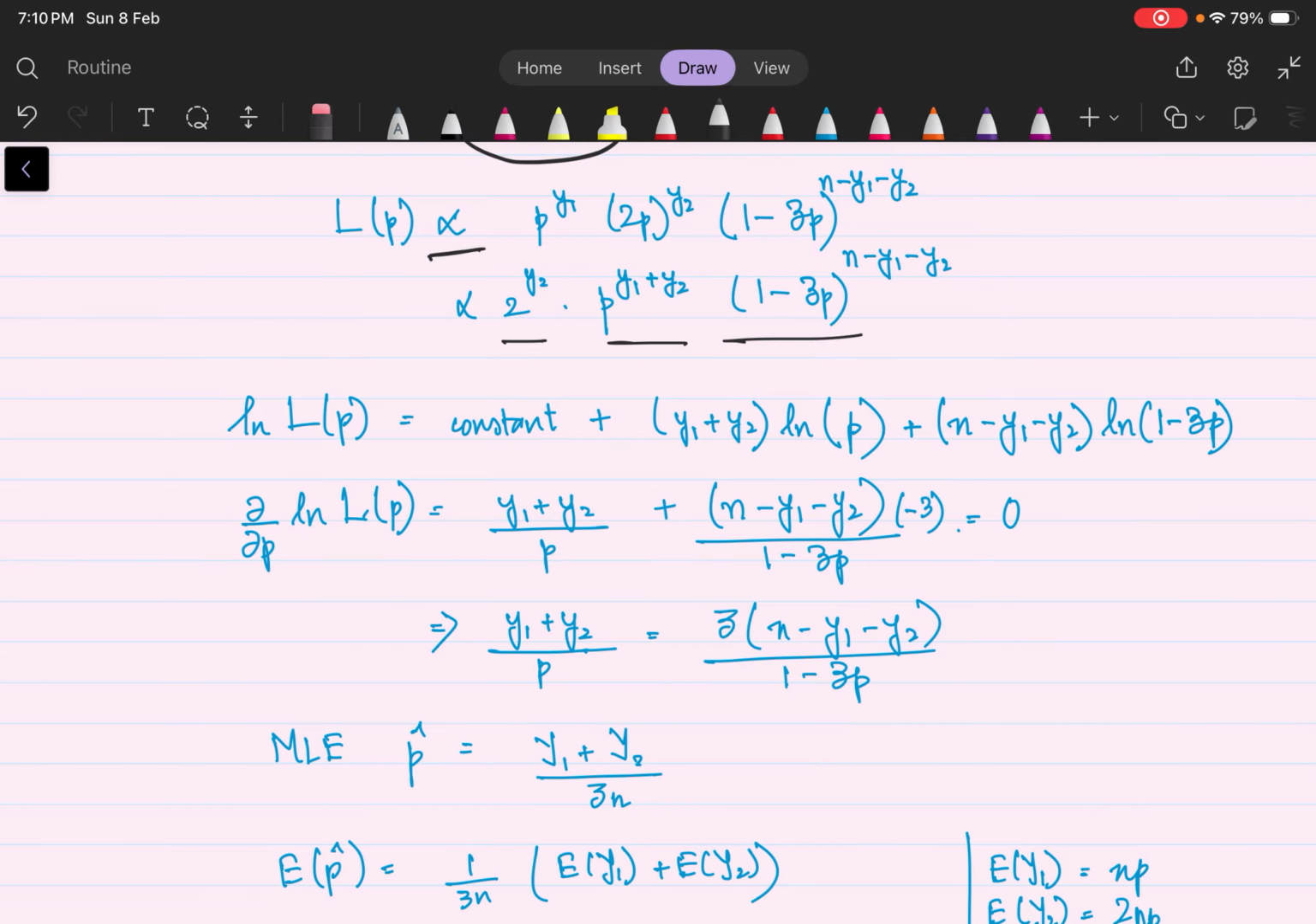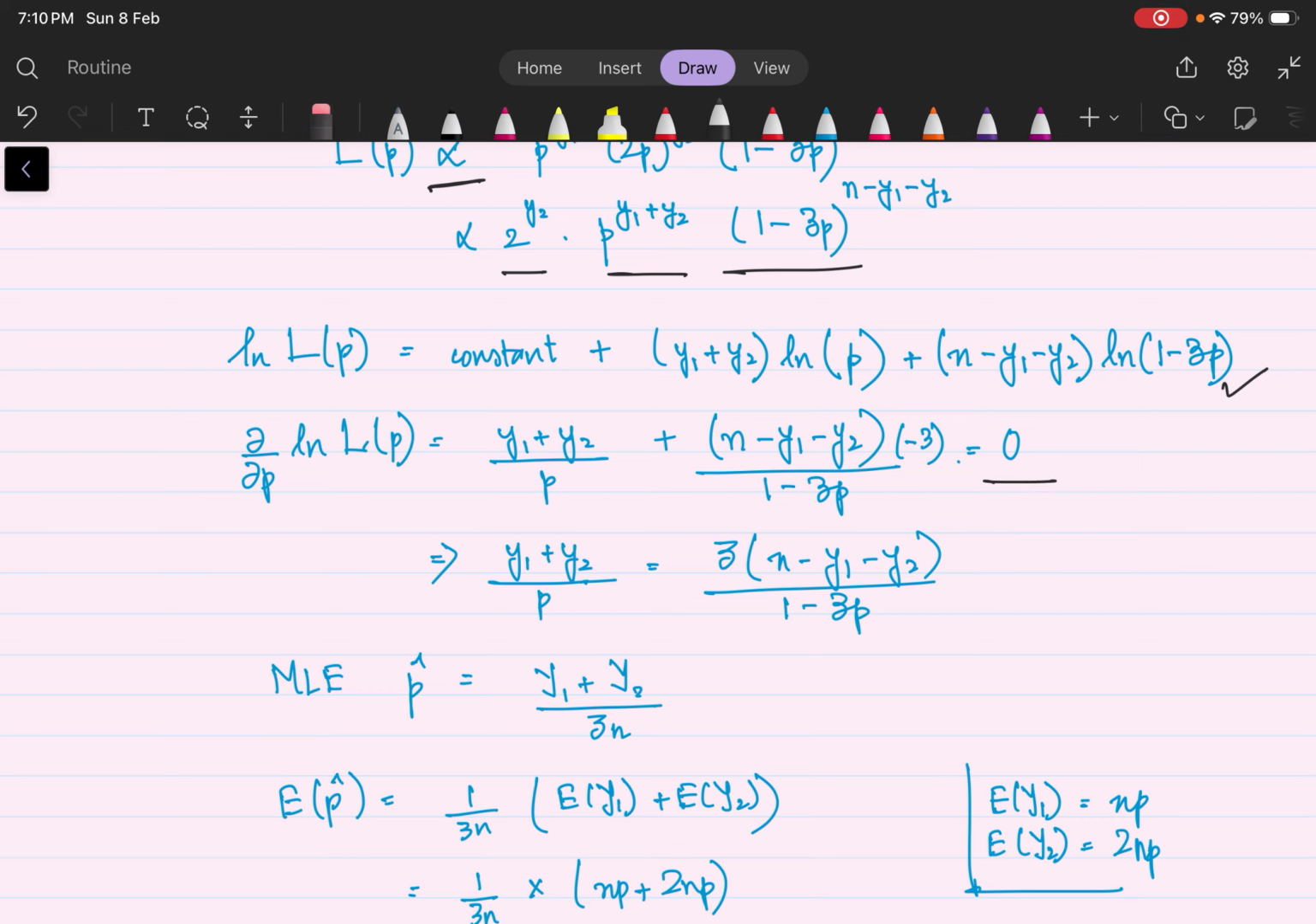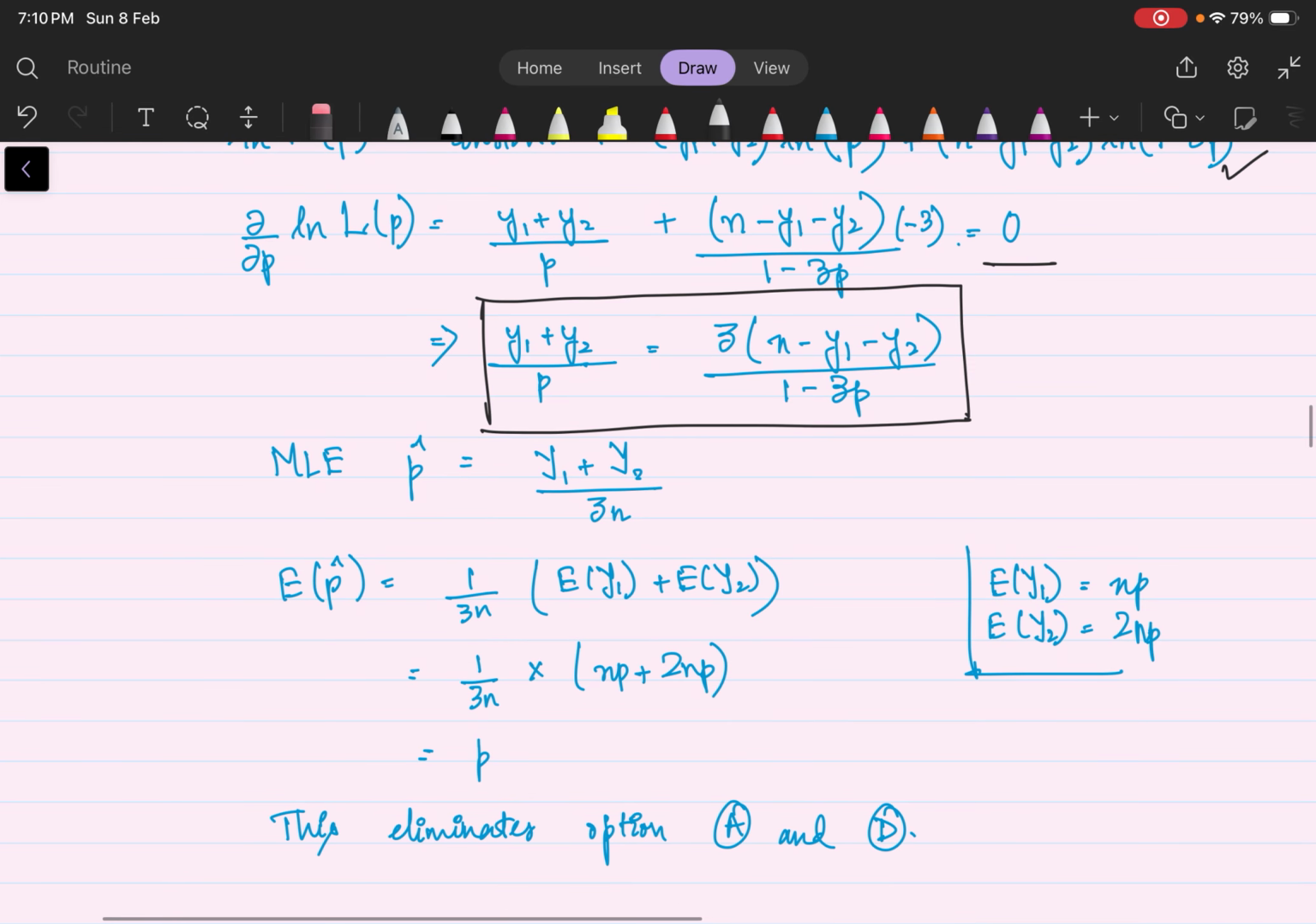We take the logarithm for easy calculation, and thus we get ln of the likelihood equal to constant plus y1 plus y2 into ln of p plus n minus y1 minus y2 into ln of 1 minus 3p. We take the partial derivative with respect to p and equate it to 0, and we get this equation: y1 plus y2 by p equal to 3 into n minus y1 minus y2 divided by 1 minus 3p. When we find the value of p from this equation, we get the MLE, which is p hat equal to y1 plus y2 by 3n.